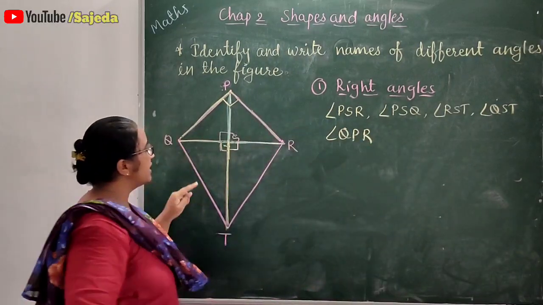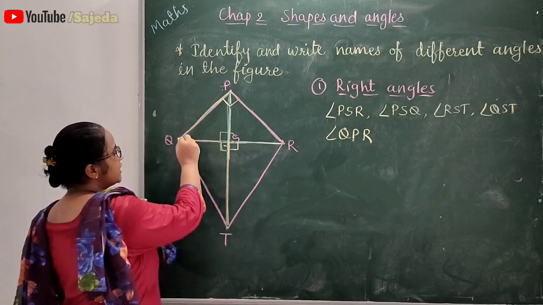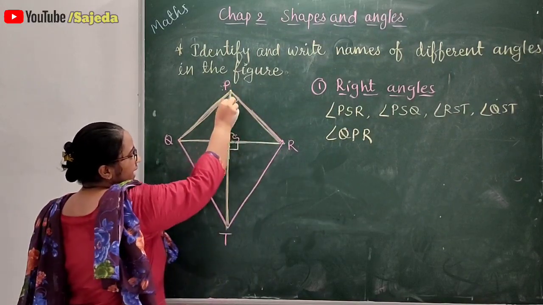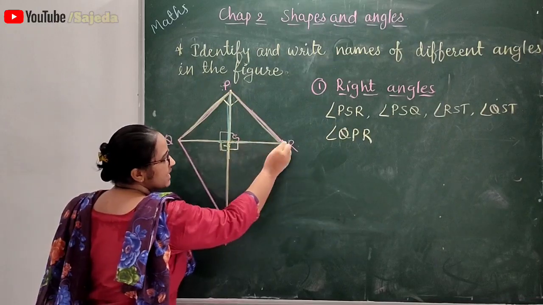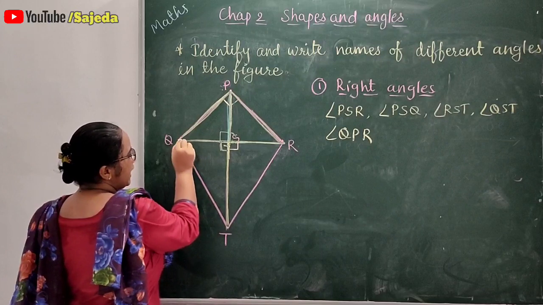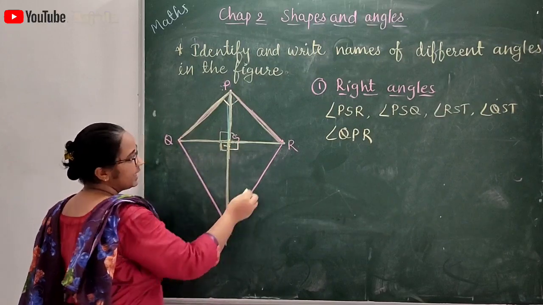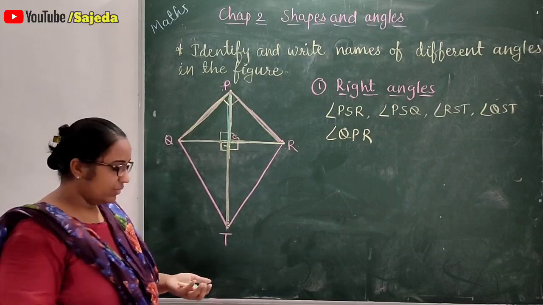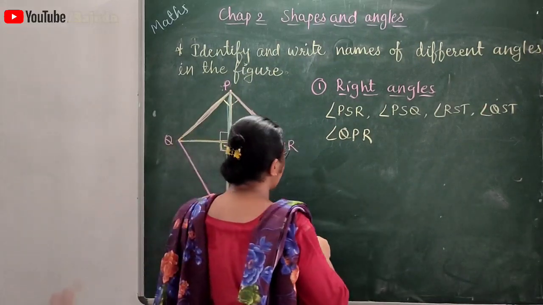So in this figure there are 5 right angles. First angle QPR, then angle PSR, angle PSQ, angle QST, and the last one is angle RST. Now we will write acute angles.